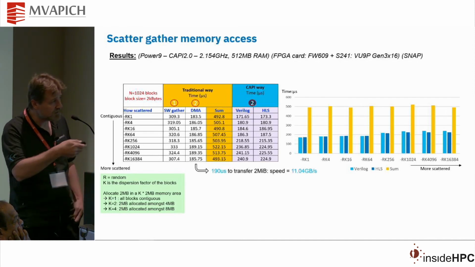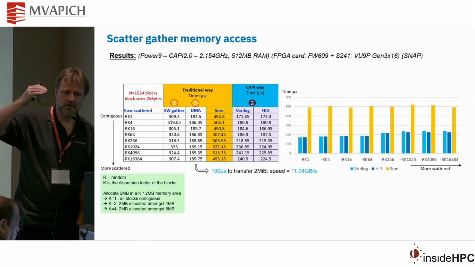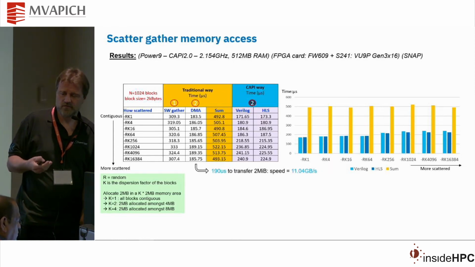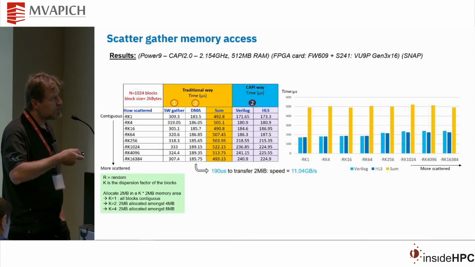So I will introduce SNAP in a minute, but this was not direct usage of CAPI. We were using a little bit of overhead to simplify the user's work with the framework I will introduce. So in this case, whether you spread or not, the time is the same. So the sum is basically in the order of 500.